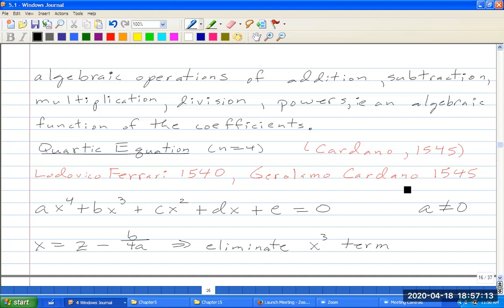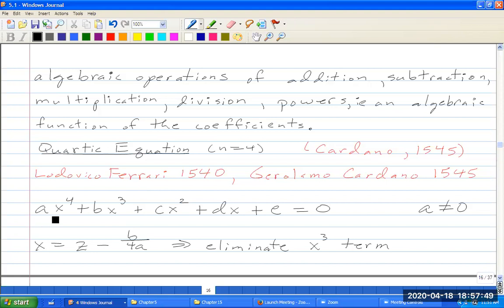So the actual person who did this was Ferrari in 1540, and I guess Ferrari actually sold the formula to Cardano. So it was semi-legitimate. Again, this is Cardano's formula because he published it, but it's done by Ferrari. So all these Cardano formulas are not done by Cardano, but known by his name.